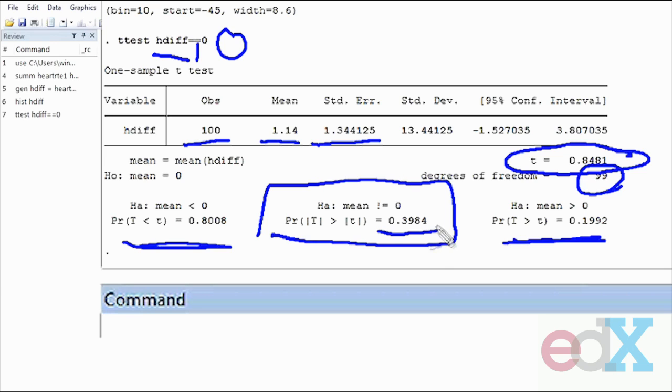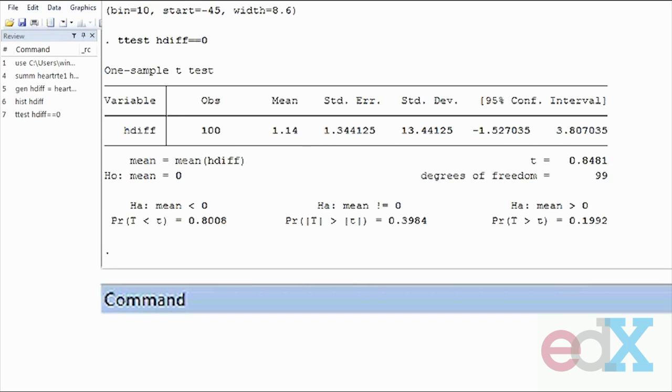So now what do we conclude with this result? With this result, we fail to reject the null hypothesis. And if you remember, the null hypothesis was that the difference was equal to 0. So we have no evidence that the difference in heart rate at exam 1 and exam 2 is different from 0. Note, however, that's different from saying that they're equal. We can't conclude that the heart rates are equal. We just don't have enough evidence to say that they're not equal. And those two are different interpretations.